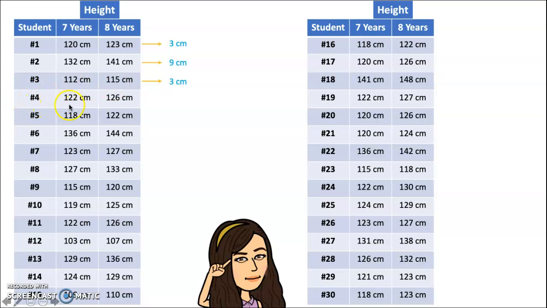One more, let's look at student number 4. Student number 4 used to be 122 centimeters when he was 7 years old, but then he also grew, and now he's 8 years old, and he is 126 centimeters tall. So how many centimeters taller is he now? Remember, start at 122 and count up until you get to 126. Student number 4 is 4 centimeters taller.